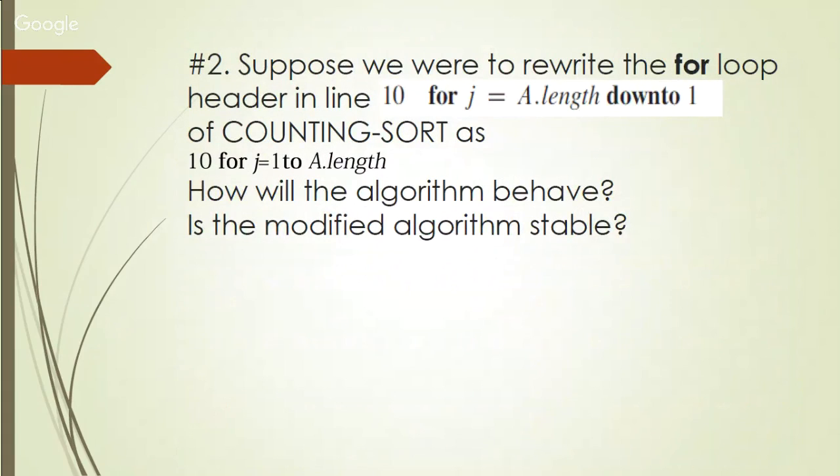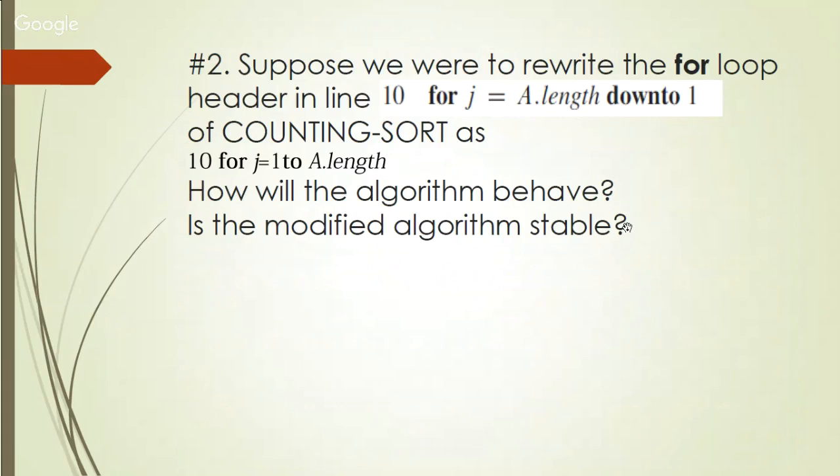Question number 2 is, suppose we were to rewrite the for loop of the header in line 10. This is a sample of line 10 of the counting sort. Suppose we rewrite it to this line of the for loop. If we change the for loop to this, how will the algorithm behave? And if it is modified, is the algorithm stable?